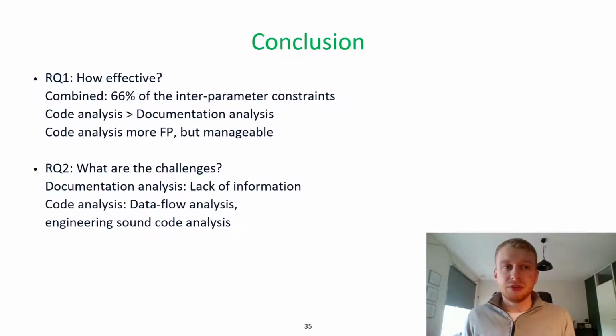So, in conclusion, how effective? Combined 66% of the interparameter constraints. Code analysis appears to be more effective, but it contains more false positives. And in terms of challenges, for documentation analysis, mostly the lack of information about these constraints in the documentation to begin with. Furthermore, for code analysis, it's mostly a data flow analysis problem and engineering such a system in a sound way so that we still have reasonable runtime performance.